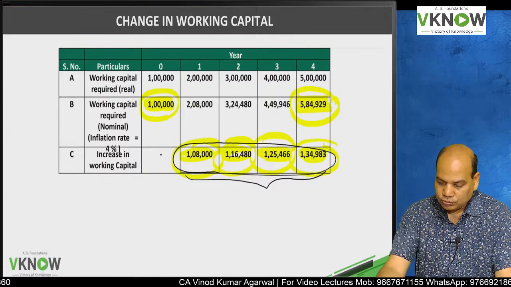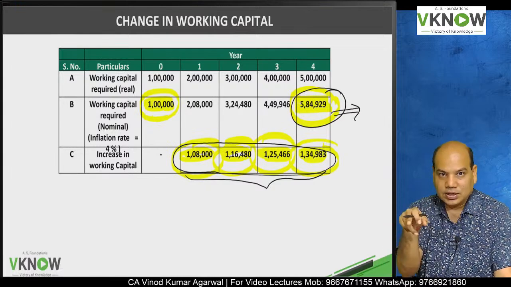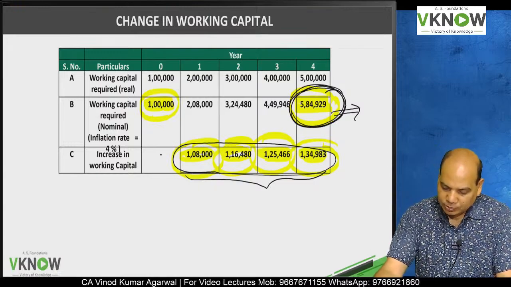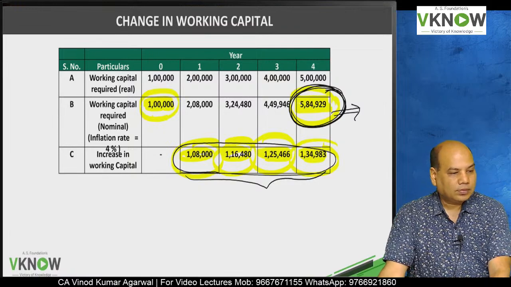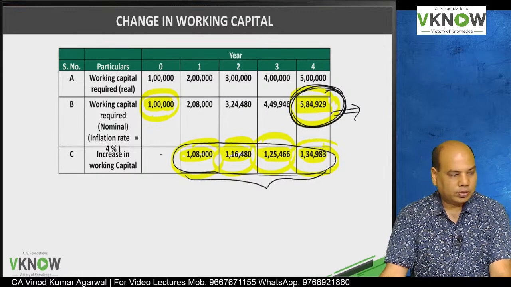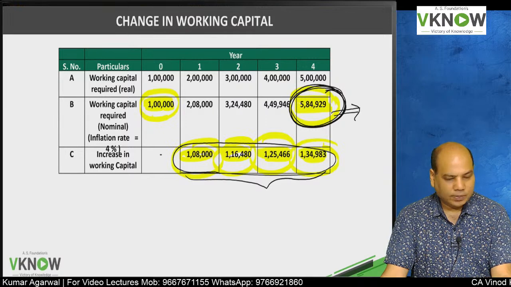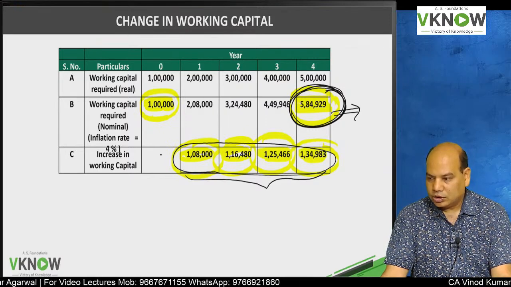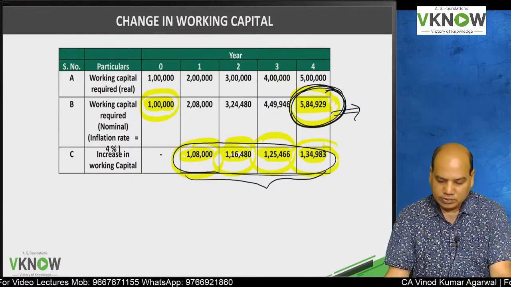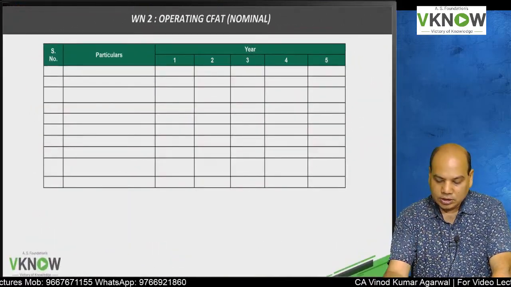So what you do? Go to the main page, last line. Recovery of working capital, put this number: 584,929, positive number. So this last line, working capital recovery, we have done.